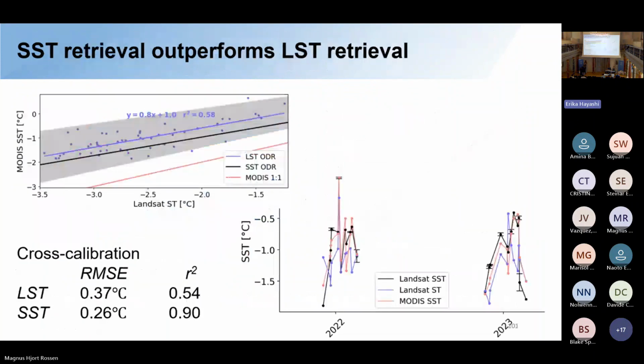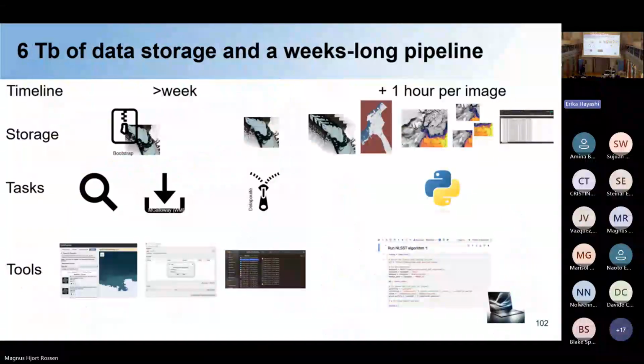We also did a comparison to the Landsat surface temperature algorithm that is provided by the Landsat science team. I'm not going to get into what we did here, but the sea surface temperature algorithm outperformed it by 30% and had much higher correlation with the MODIS sea surface temperatures that we used. On top of that, as I mentioned, this is all open in a cloud computing workflow. We did a comparison between what this workflow looked like when I produced it during my PhD, when it was not optimized, and now.